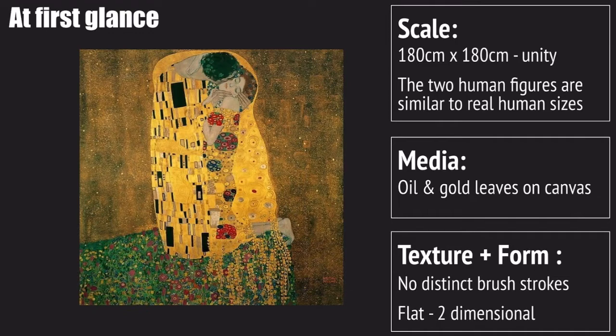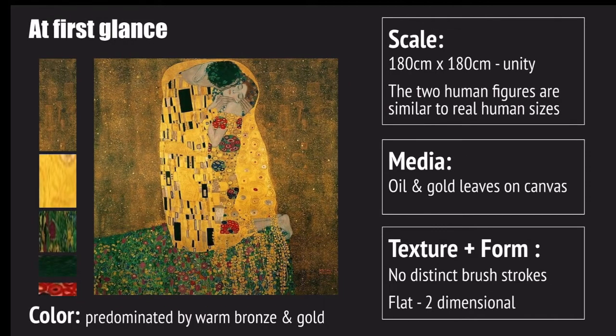a kiss intimately. The color scheme is predominantly browns and golden. It's not entirely monochromatic, but the colors are limited. This is partly due to how Klimt was influenced by the Byzantine mosaic art form, renowned for its limited color schemes.